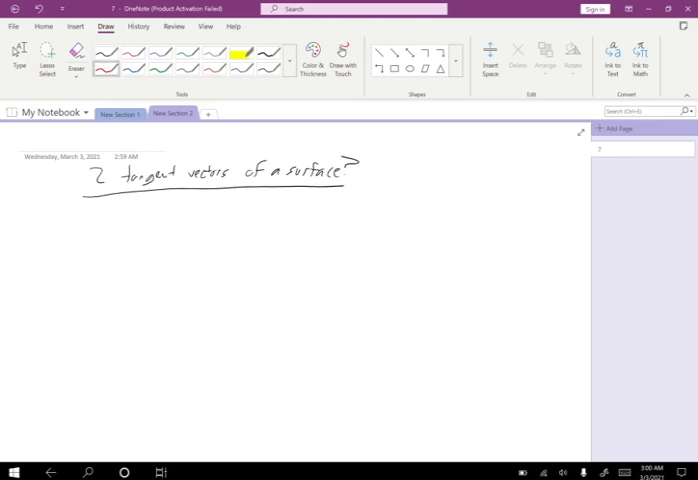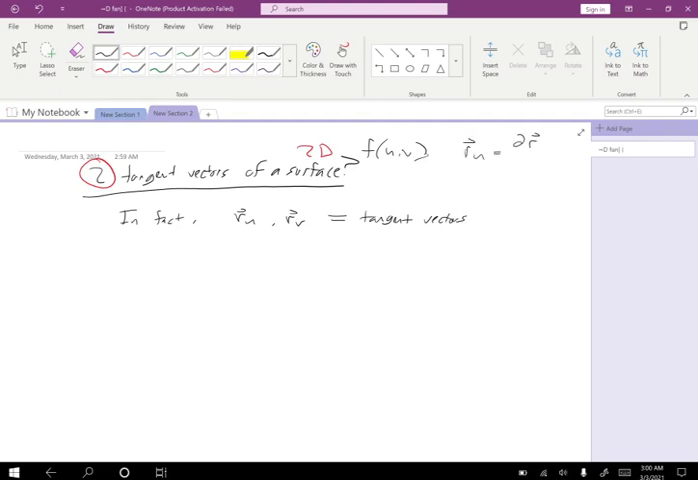Well, notice the numerology here. Two tangent vectors, and a surface is 2D. So that means it's like a function of two variables. So you can almost just taste the fact that we're going to have to take derivatives. So in fact, r_u and r_v are exactly the tangent vectors that we want. And of course, I'm using lazy notation. This is the partial derivative of our surface parameterization with respect to u and v.